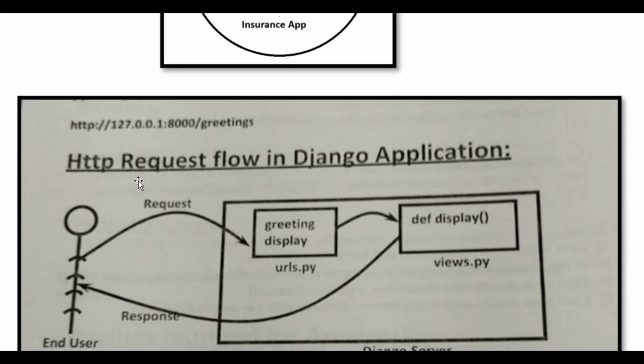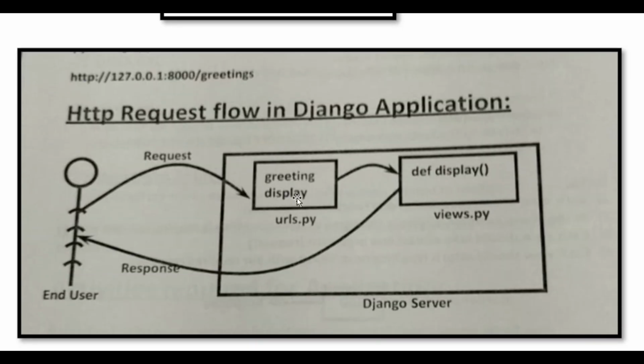Now let us see how the request flow in Django happens. The user asks for a request. The request URL will be like this, and it will search in urls.py and then go and check views.py for the corresponding function to render the HTML file. That render is called the response. This is the flow: first it checks urls.py, then goes and checks views.py. Views.py is always with respect to the application, urls.py with respect to the project.